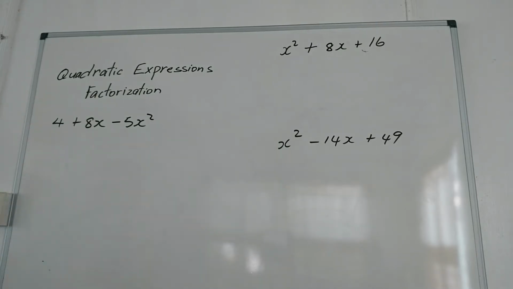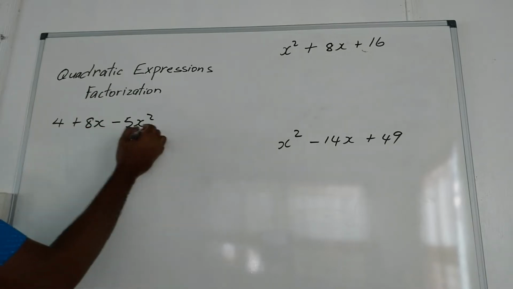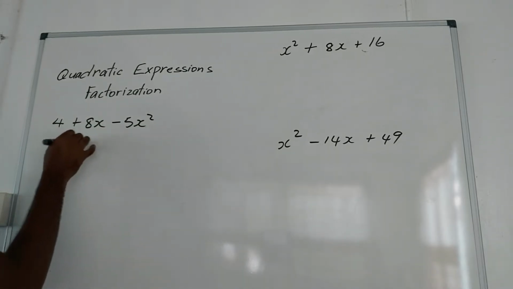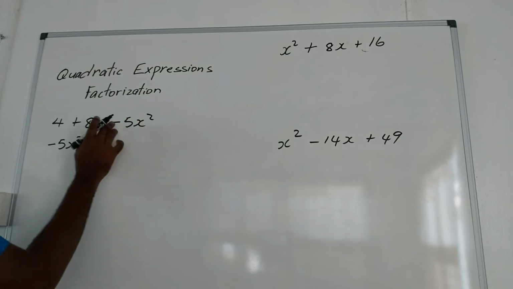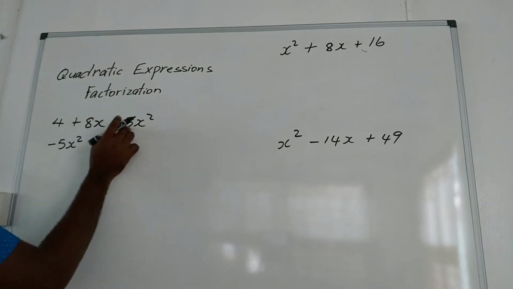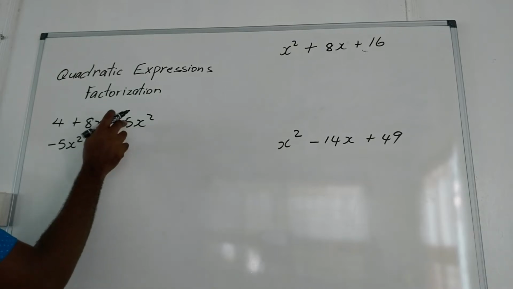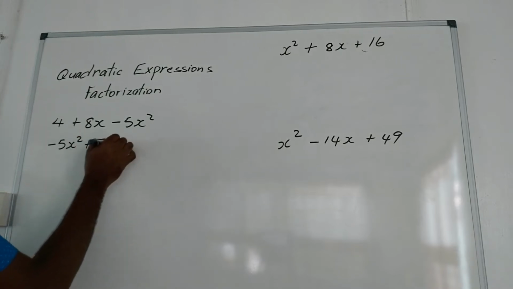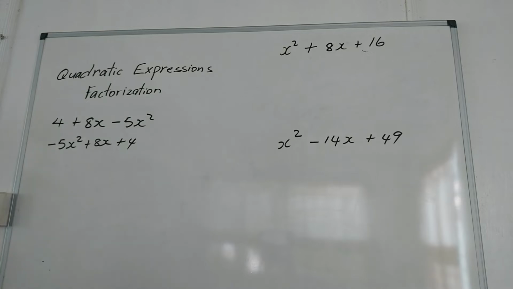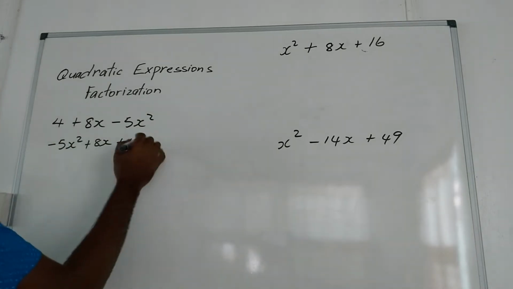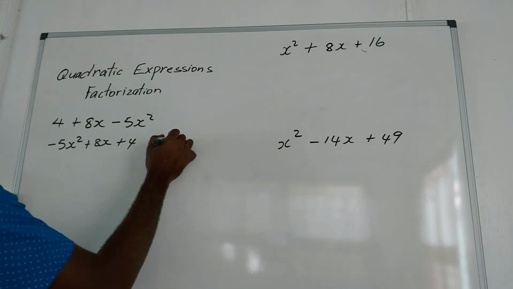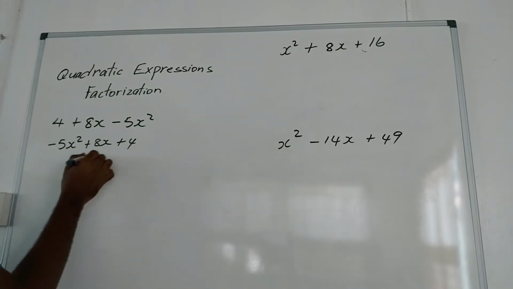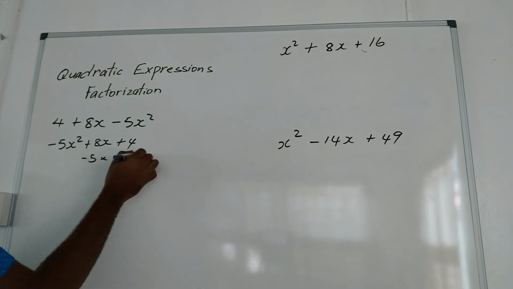So here, what represents our ax squared? This is ax squared. So we have minus 5x squared, right? The sign goes with the coefficient. So the number is 5, this minus will go with it, plus 8x plus 4. And from this point, we can do our factorization. The first step, as we said, is we multiply a and c. So a times c, minus 5 times 4, will give us minus 20.